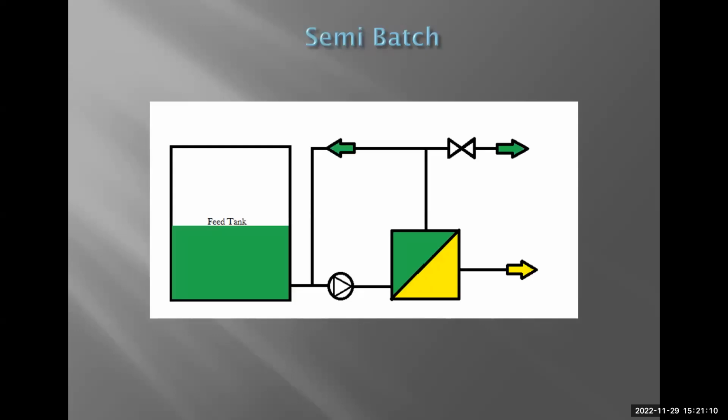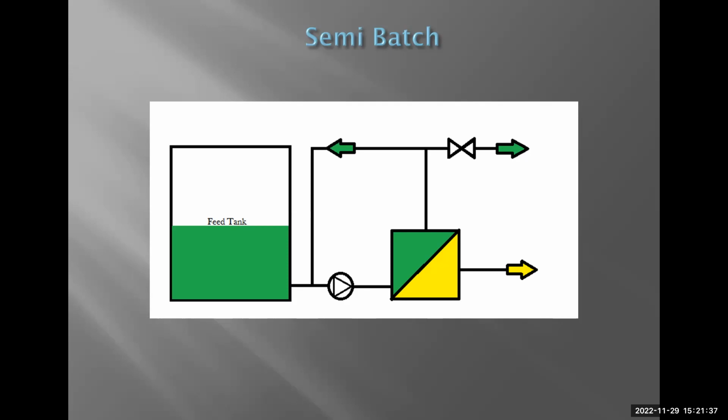Semi-batch is kind of a play between batch and continuous operation. You have a feed tank that you're pulling into a membrane skid. The retentate recirculates back to the beginning of the membranes and not back to the feed tank. The permeate is pulled out, and then you also pull out a little bit of retentate. The reason you run it this way is to get a true concentration pulled out of the retentate instead of having it drop down as you do in batch.